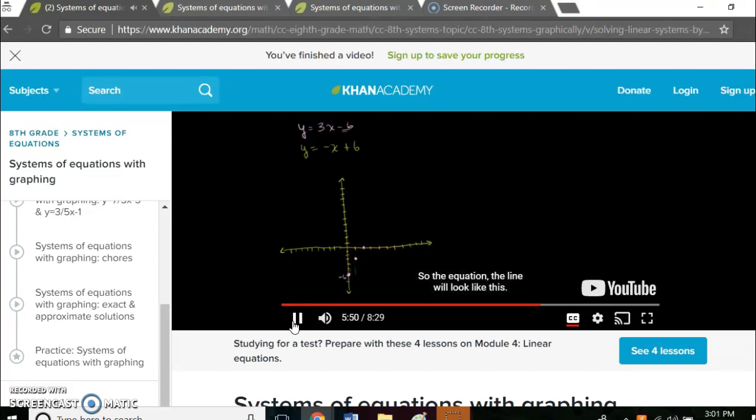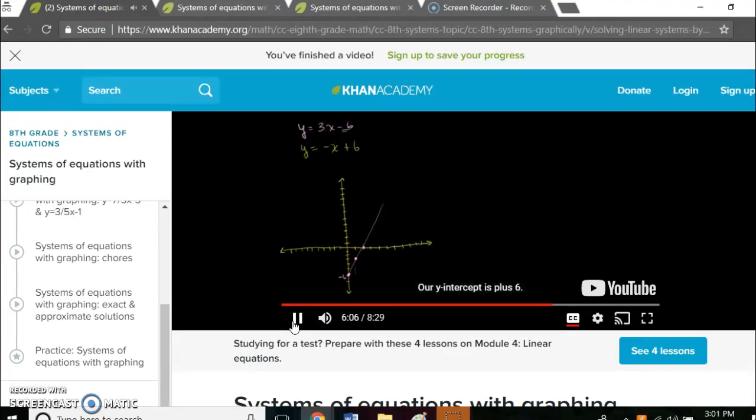So the line will look like this, and it looks like I intersect at the point 2, 0, which is right. 3 times 2 is 6, minus 6 is 0. So our line will look something like that right there. That's that line there. What about this line?